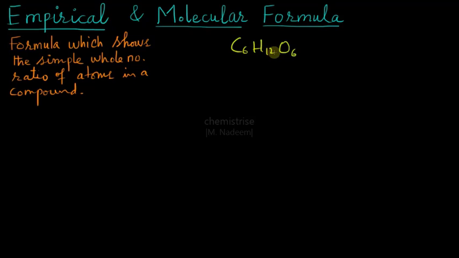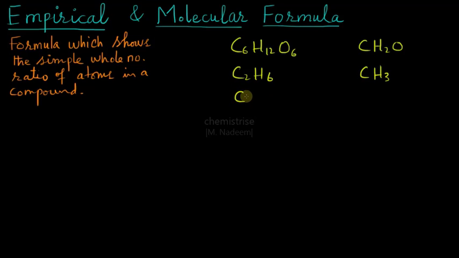So if you take the simple whole number ratio of the atoms in it, what will we get? We get CH2O. This is the simple whole number ratio of the atoms, and this formula CH2O is the empirical formula of glucose. Similarly, we can have a formula like C2H6. This is the formula of ethane. If you represent the simple whole number ratio, it would be CH3. CH3 is the empirical formula of ethane.